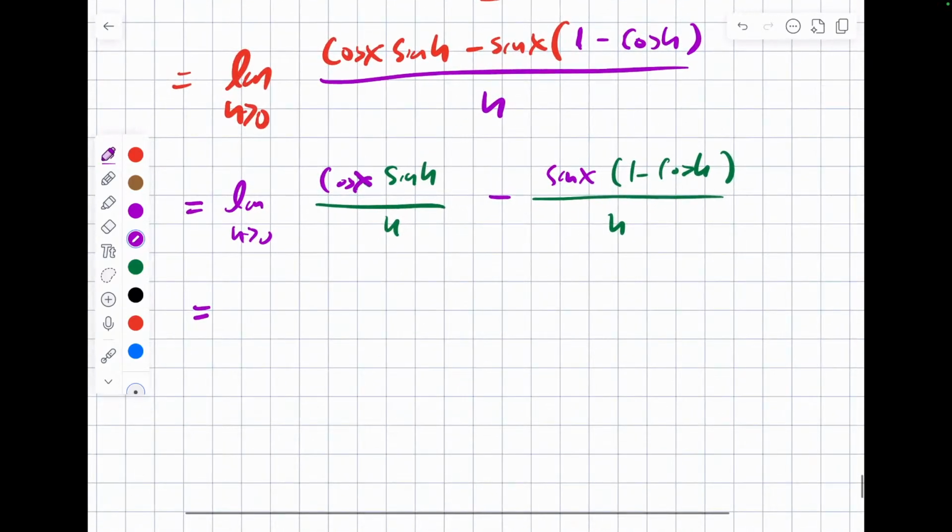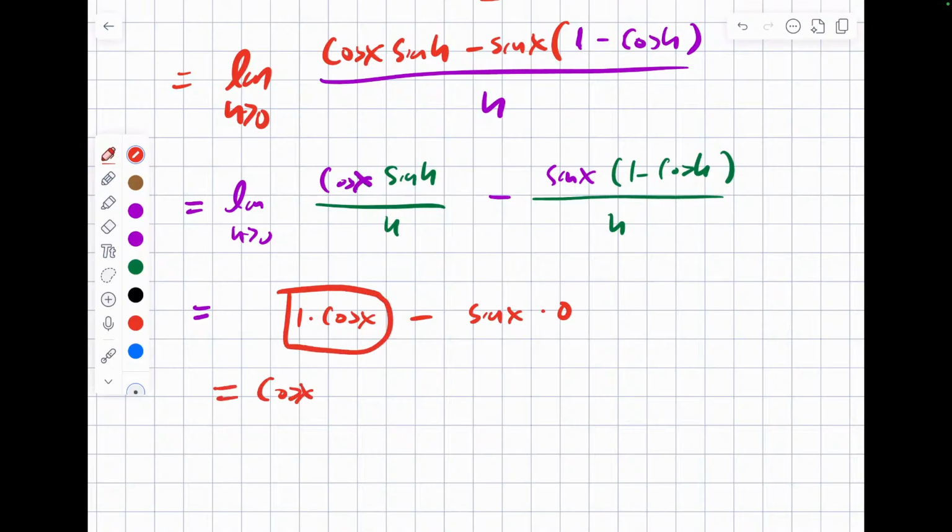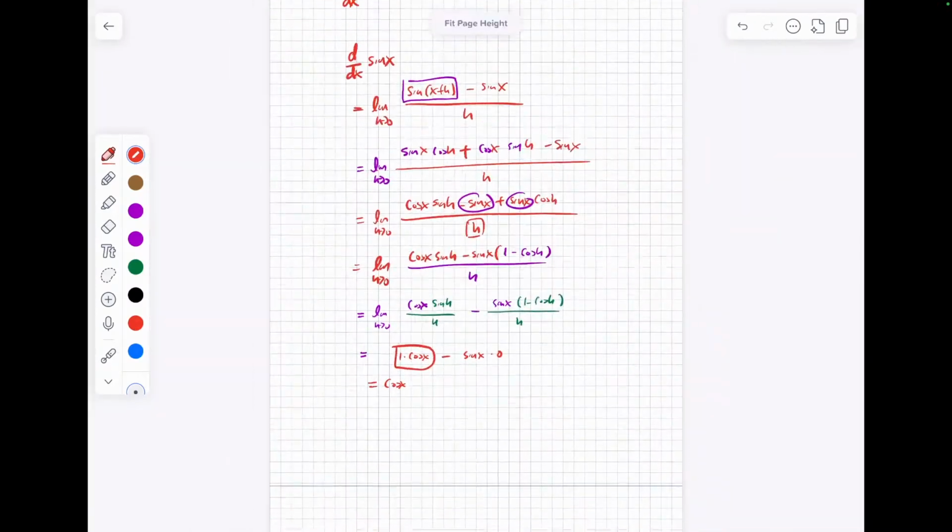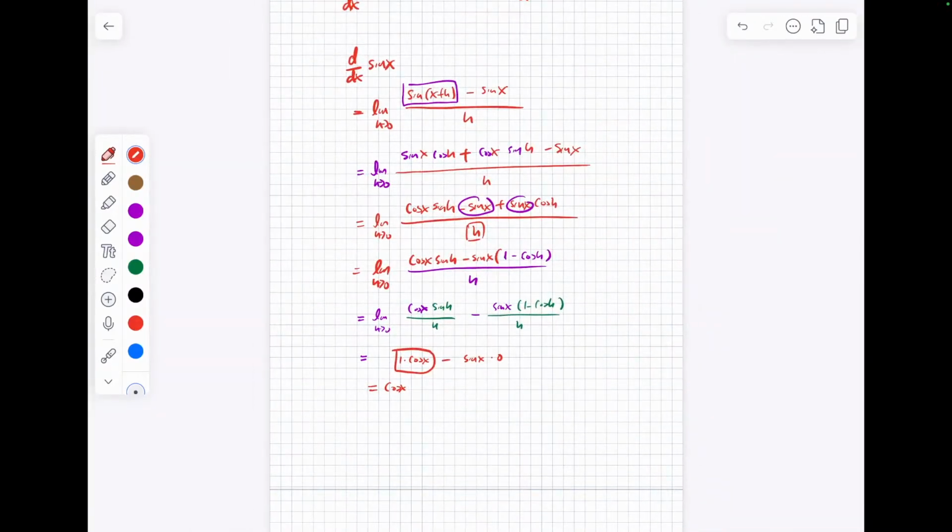So sine h over h here is going to be 1. So it'll be 1 times cosine of x. Now what's the other one? 1 minus cosine of h over h. That's 0, because remember that was one of the trig limits. So we use all the things that we know in Calc 1. So now it becomes cosine of x. So all that work to figure out the derivative of sine of x is equal to cosine of x.